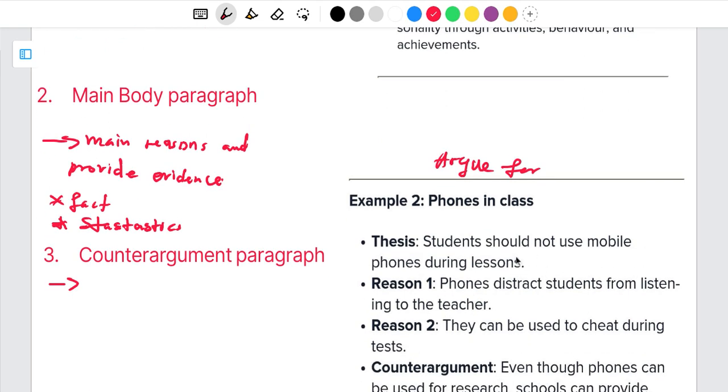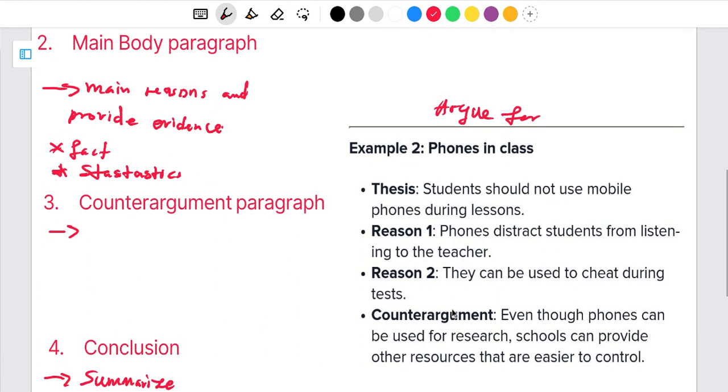Students should not use. So we're talking about the thesis now. Students should not use mobile phones during lessons. That's the main point that we're going to introduce. Then the reasons why: phones distract students from listening to the teacher. Maybe the teacher is teaching, you are busy on TikTok or you are on social media platforms. You're not going to get the concept, or you're not going to concentrate on what the teacher is teaching.